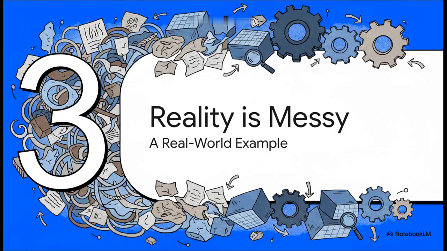Now that matrix is a fantastic mental model. It really is. But as we all know, reality is almost never that clean and tidy. In the real world, our data is this messy combination of structured and unstructured stuff, and we often need to search it in multiple ways, all at the same time. So let's look at a practical, real-world example to see how this all plays out.